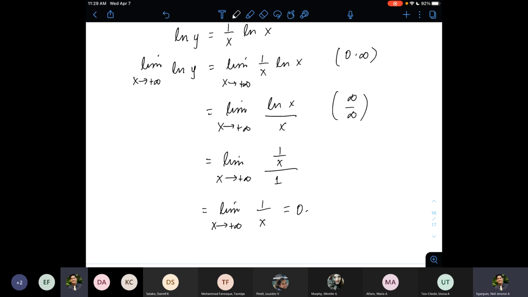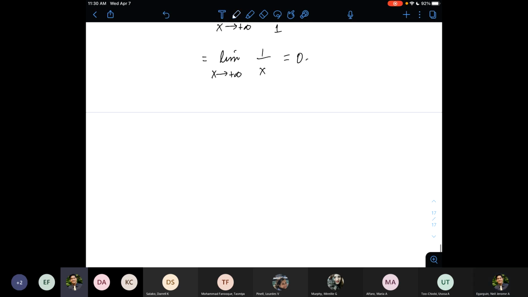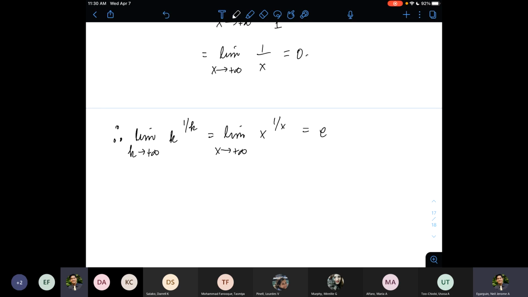But remember the caveat earlier: what we're evaluating here is the limit of ln y, but the original problem asked for the limit of y. So therefore, we conclude the limit of k to the power 1 over k, the original problem, which is the same as the limit of x to the 1 over x as x approaches infinity, which we solved using L'Hopital's rule, is equal to e raised to the constant value that we computed. And this is equal to 1. All right. So the limit is equal to 1.